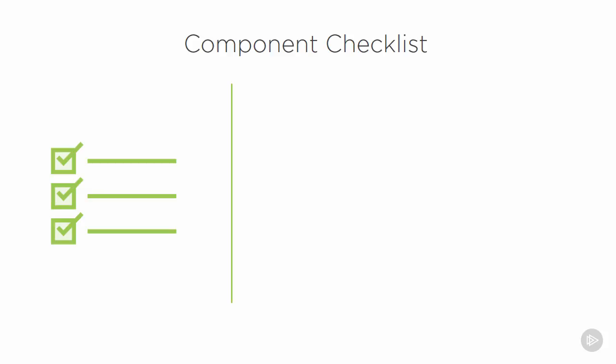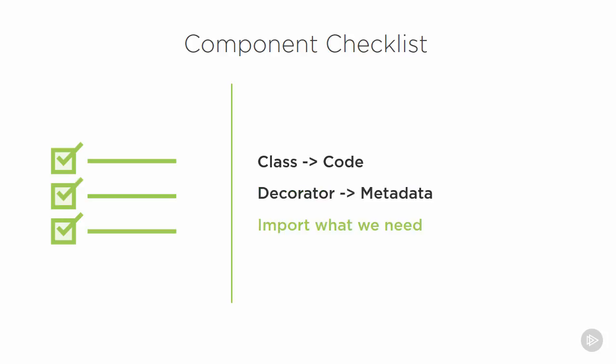Angular is all about components, so our first set of checklists are for building a component. We create a class for the component with code to support the view. We use a decorator to define the component metadata, which includes the HTML for the component's template. And we import what we need from any third-party library, from our modules, or from Angular itself.